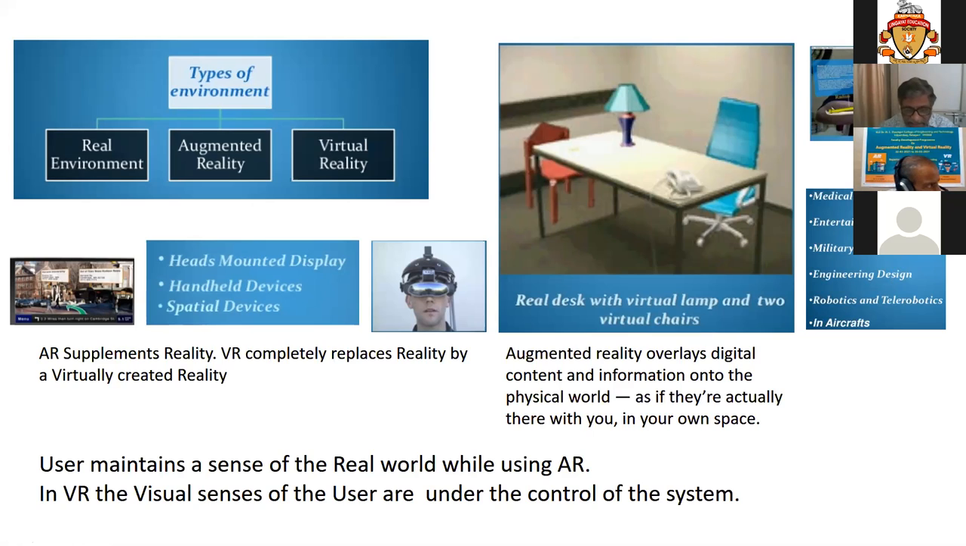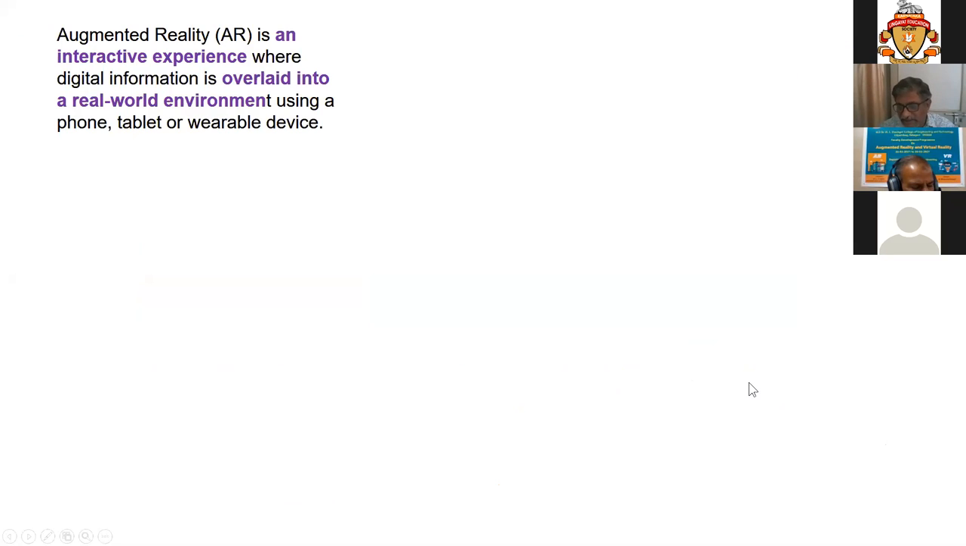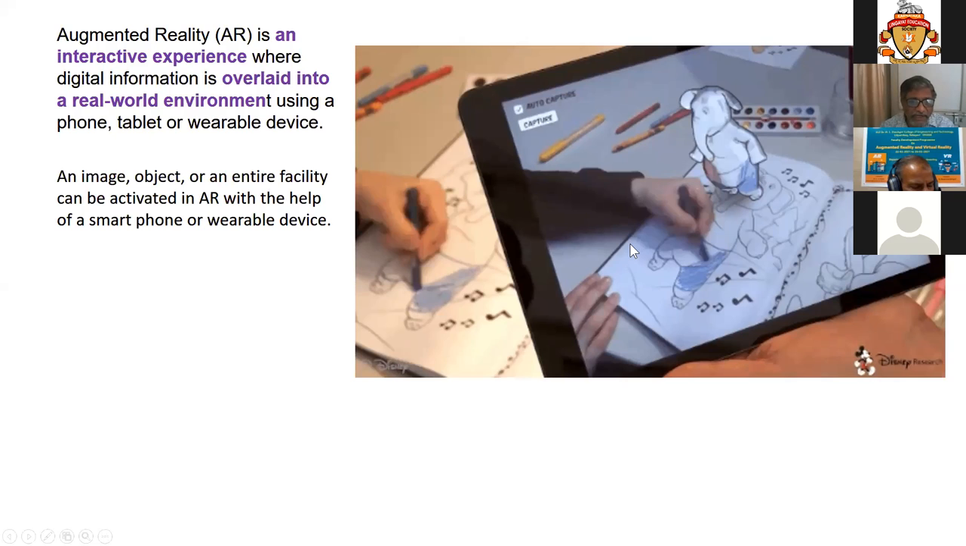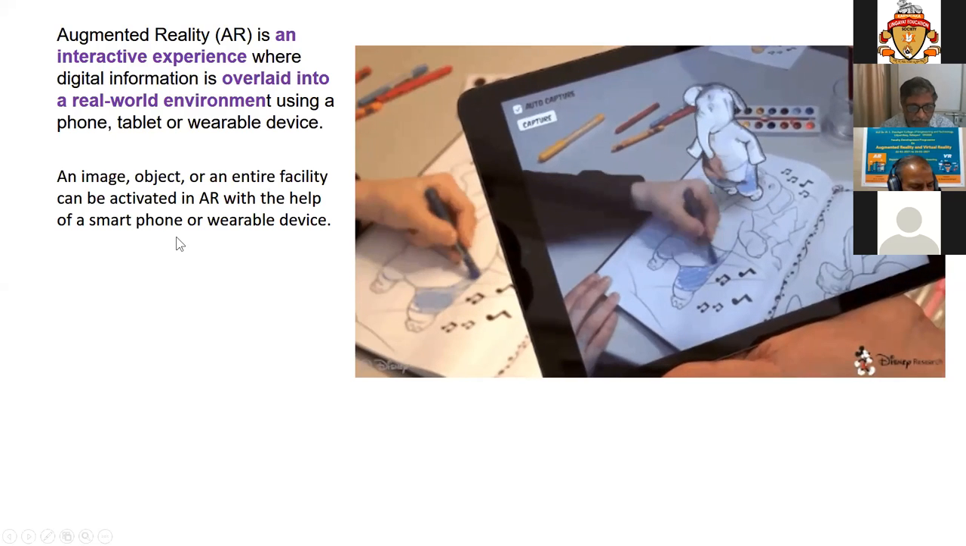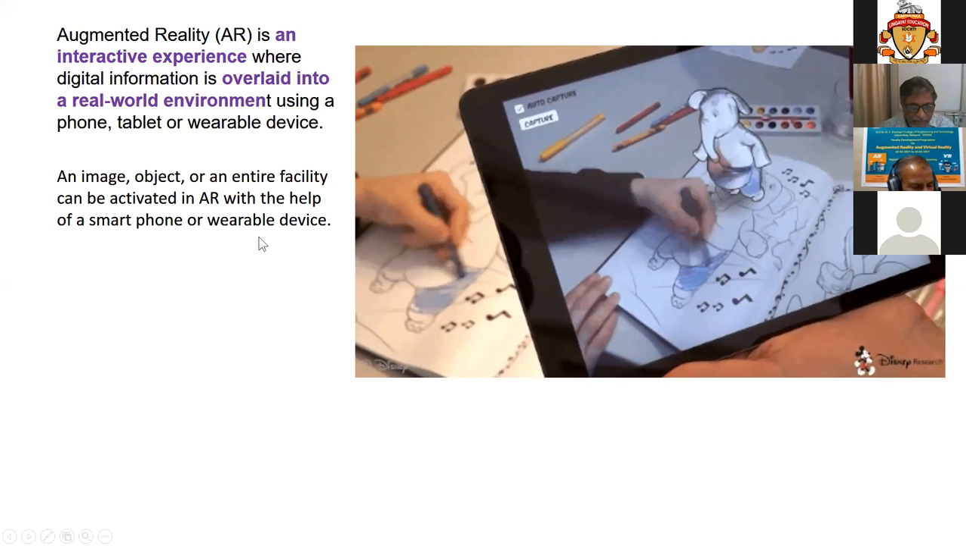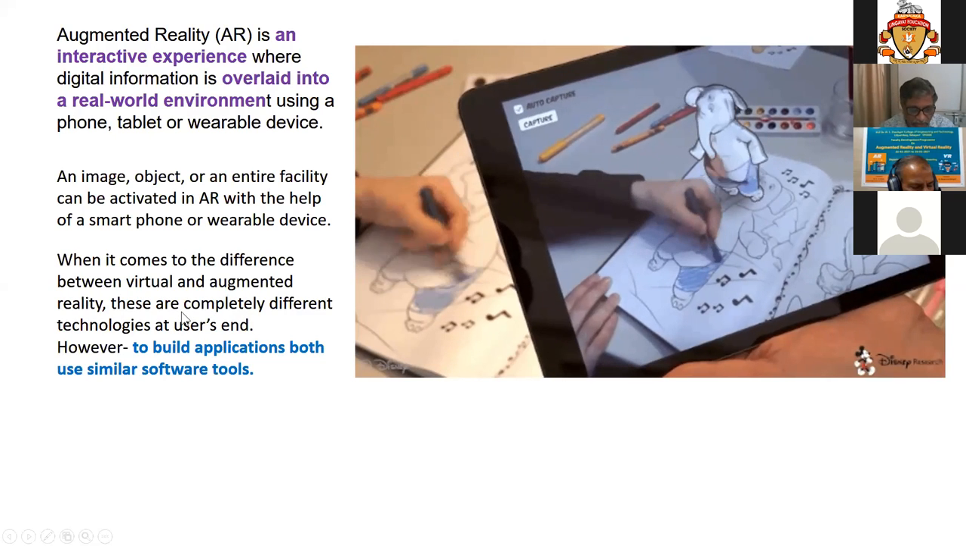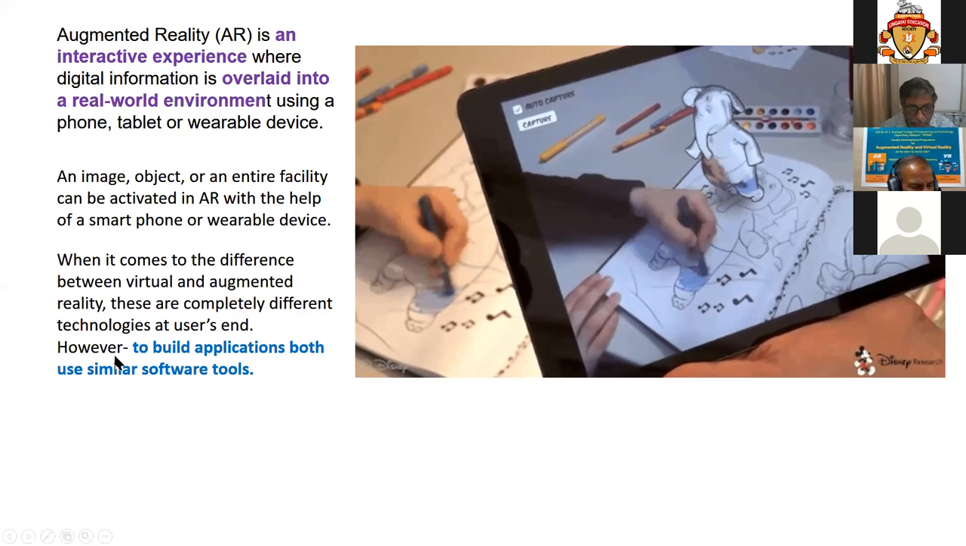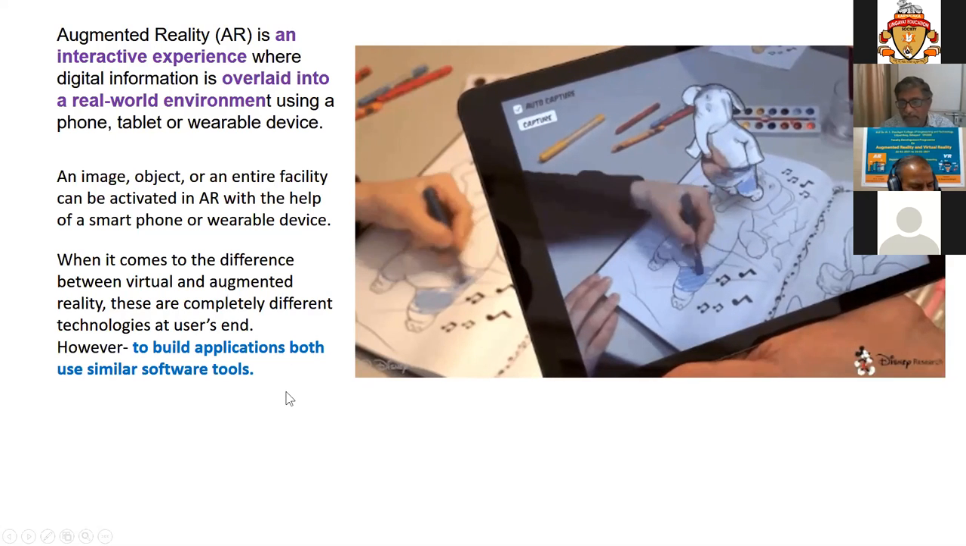The user maintains a sense of the real world while using AR. In VR, the visual senses of the user are under the control of the system. These are some subtleties you will have to absorb before we start. Augmented reality is an interactive experience where digital information is overlaid onto the real-world environment using a phone, tablet, or mobile device. Here is a GIF. An image, object, or an entire facility can be activated in AR with the help of a smartphone or a wearable device. When it comes to differences between virtual and augmented reality, they are completely different technologies at the user end. However, to build applications, both AR and VR use similar software tools.